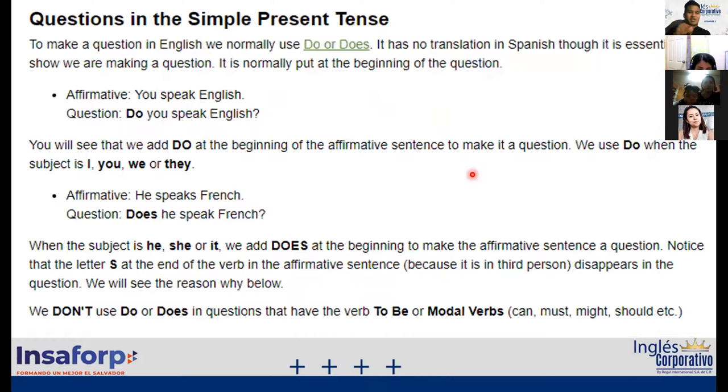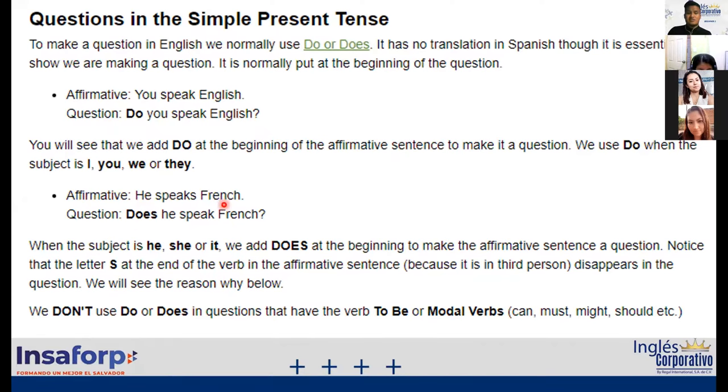So we have just a little bit of brief explanation. How do we create a question? If you can notice here, aquí tenemos una oración simple en presente simple y tenemos, you speak English. ¿Qué es lo que hacemos para hacer esta oración pregunta? Easy, we just add the auxiliary at the beginning and we add a question mark at the end. Y ya con eso, we made it a question. And we say, do you speak English? That's it.